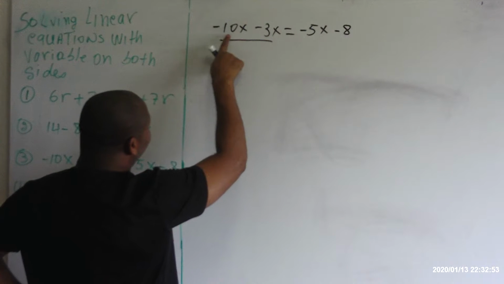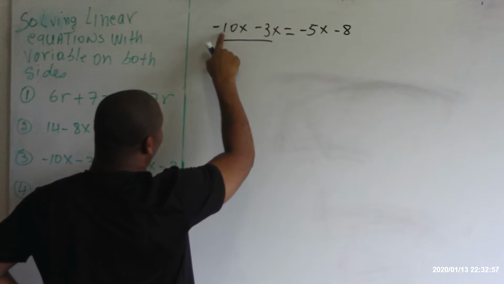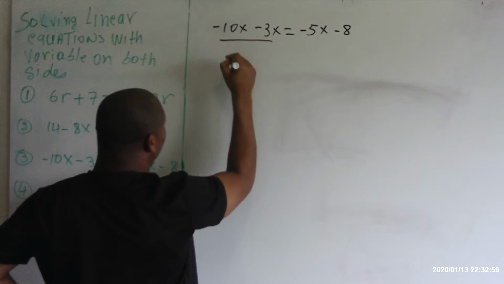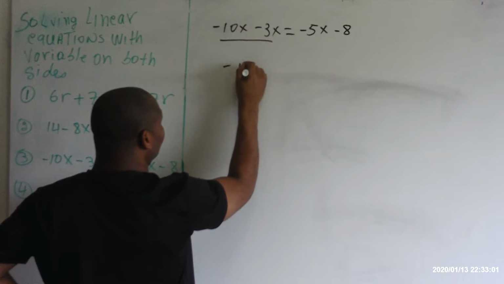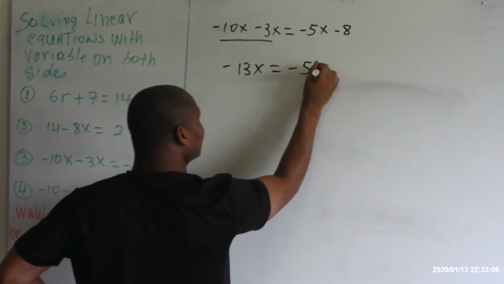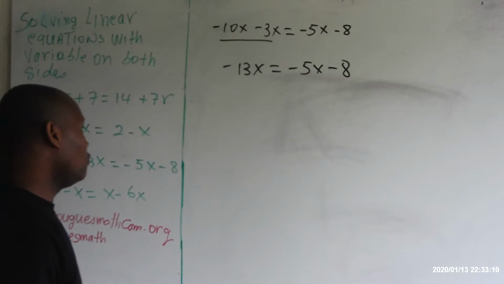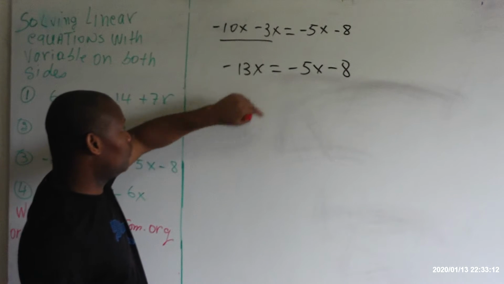So we have negative 10x, negative 3x, that's going to be negative 13x, okay? Those two, negative 13x equal negative 5x, negative 8. Now it's reduced, okay? We reduce our equation.